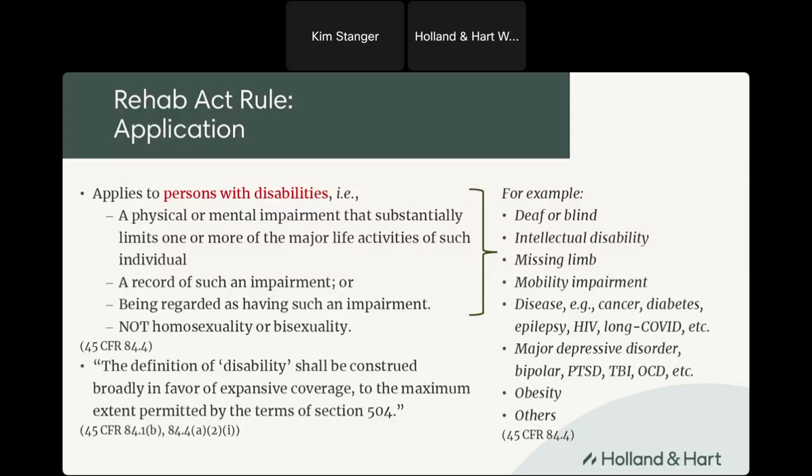It obviously would include persons who are deaf or blind, also those who suffer with an intellectual disability. They might have a missing limb or mobility impairment. They may suffer a significant disease like cancer, diabetes, epilepsy, HIV, long COVID, etc. They may suffer from a major depressive disorder such as bipolar, PTSD, TBI, OCD, etc. Obesity is a disability. That's one that seems to come up relatively often, but it could be anything else that is a physical or mental impairment that substantially limits one or more of the major life activities of such individual.